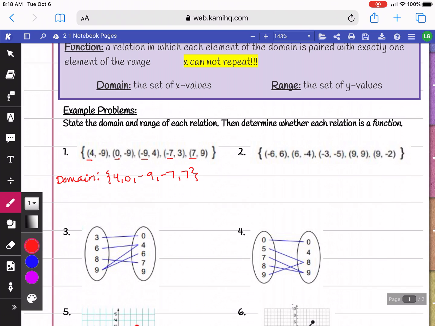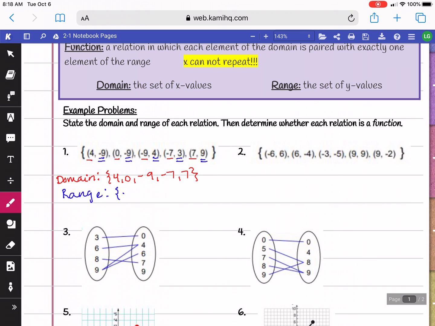Next, I'm going to do my range. Remember, range is your set of y values. So the y values here would be -9, 4, 3, and 9. Notice how one of them repeated. When you're making your list, you don't have to put a number more than once. So if I already put -9, I'm not going to put it a second time. So I'm going to put -9, 4, 3, and 9.